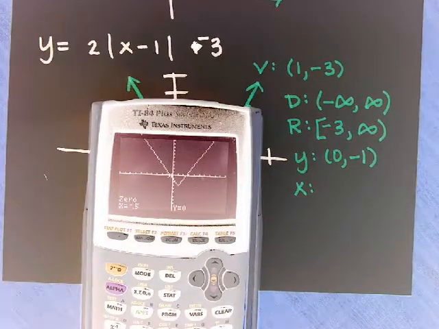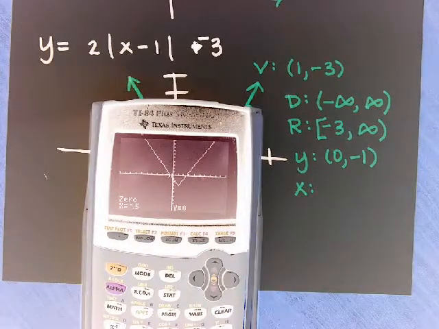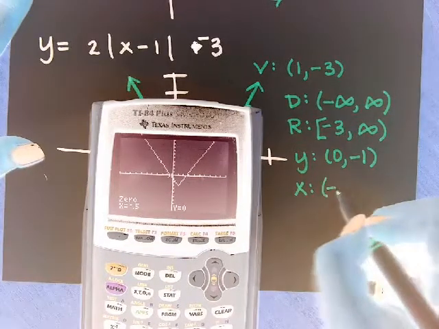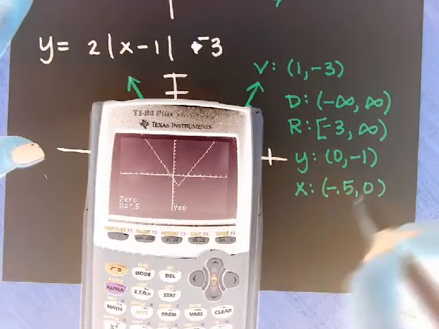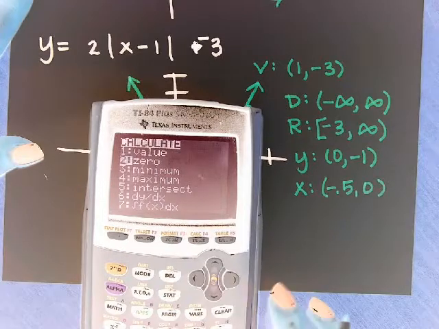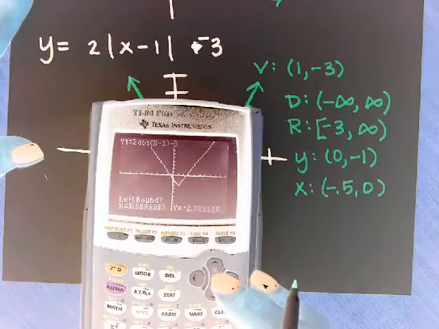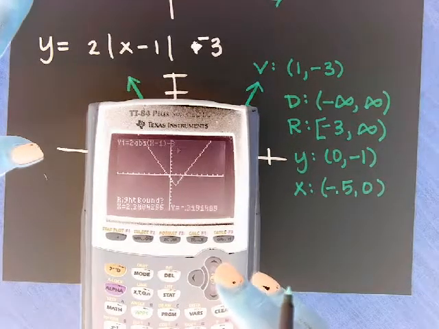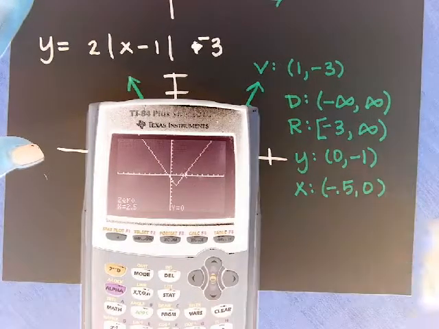I don't hear much typing. You guys letting me do it? Cheaters. All right, negative 0.50. Yeah, smart. All right, and then we've got the other one, which is 2.50.